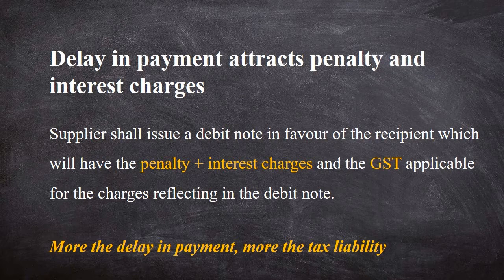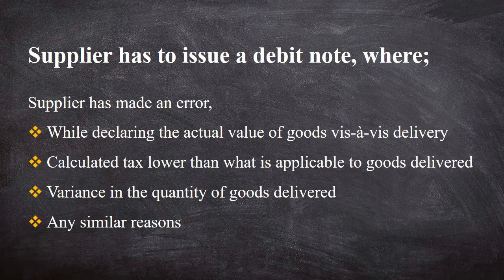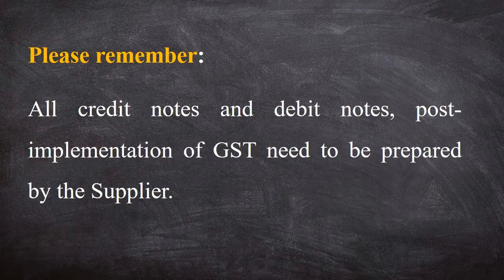of the recipient. In short, debit notes will be issued in situations where the supplier has made an error while declaring the value which is less than the actual value of the goods or services delivered, or the supplier has erroneously declared a lower tax rate than what is applicable for the goods or services delivered, or the quantity received by the recipient is more than what has been declared in the tax invoice, or any other similar reasons.